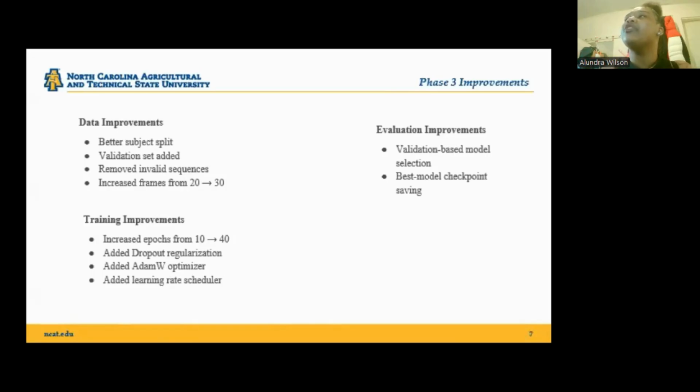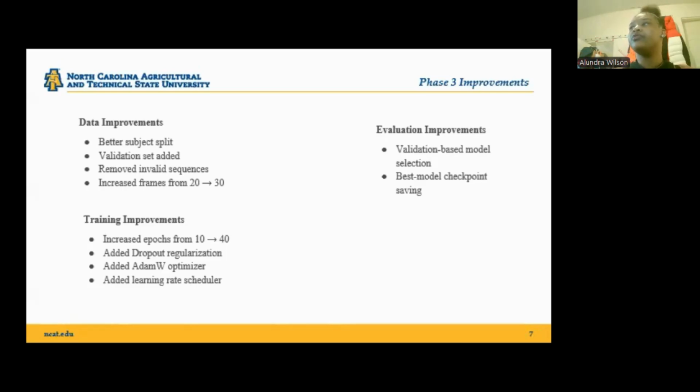In phase three, our focus shifted from simply replicating a baseline to improving both performance and generalization. The first set of improvements involved the data pipeline. We improved the subject split, added a dedicated validation set, removed invalid or corrupted sequences, and increased the number of frames from 20 to 30. Increasing the frame count allowed the model to capture more temporal information from each walking sequence.